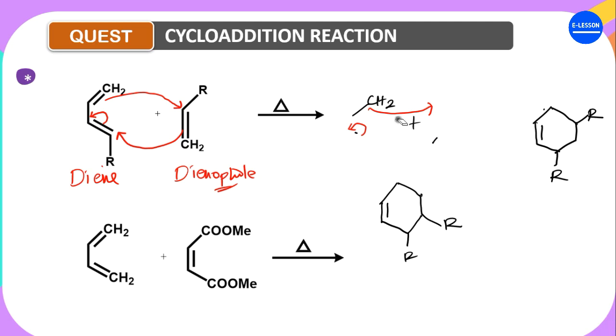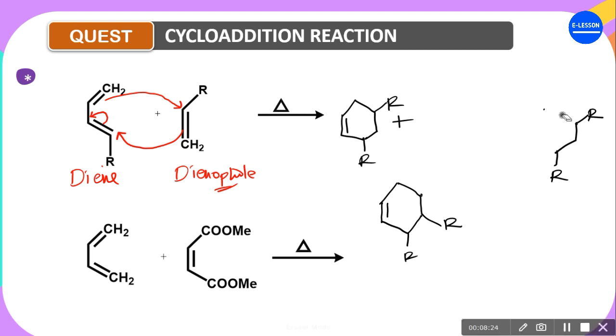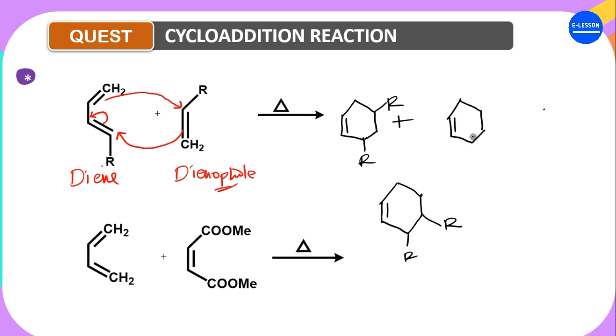So the product of this reaction can either be in the form of this double bond, arrow, arrow, or in the form of this double bond, arrow, arrow.